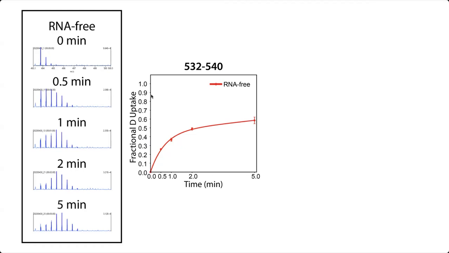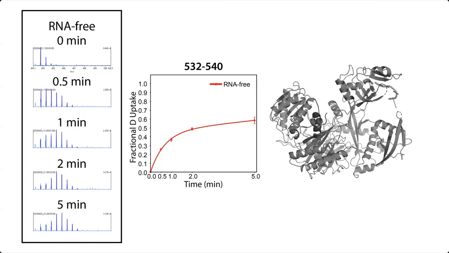Because all these peptides have different sizes and different amounts of hydrogens, it's useful to convert this to a fractional uptake rather than just a raw uptake. And this is going to allow for a more easy comparison. So you can see that the maximum amount of uptake we get after 5 minutes is about 50 to 60%, or 0.5 to 0.6 fractional uptake.